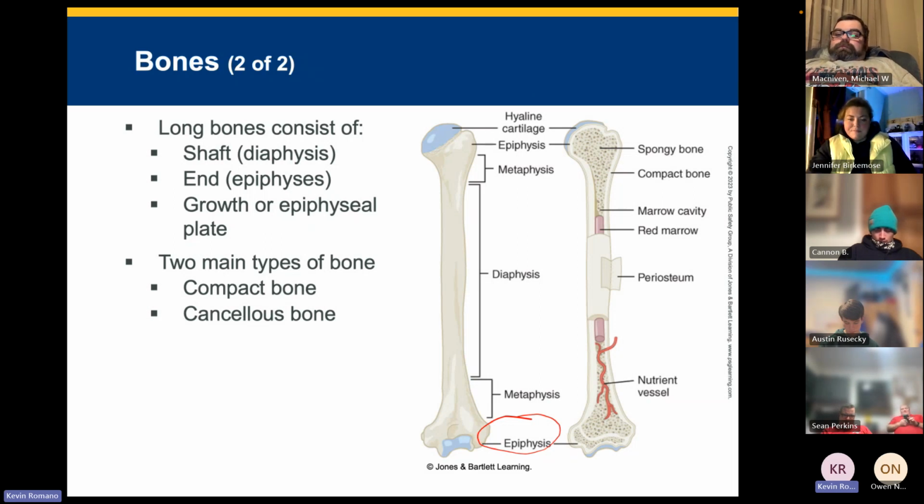There are two major types of bone. So two main types of bone: compact bone and the calcaneus bone.